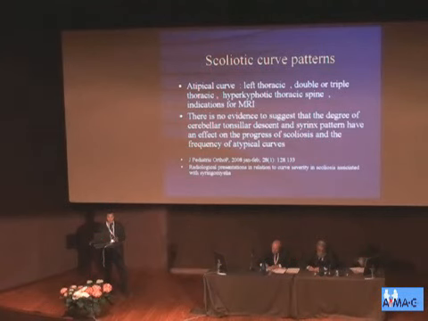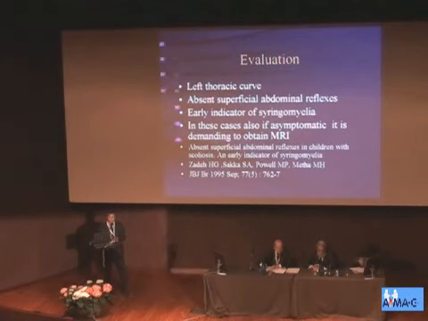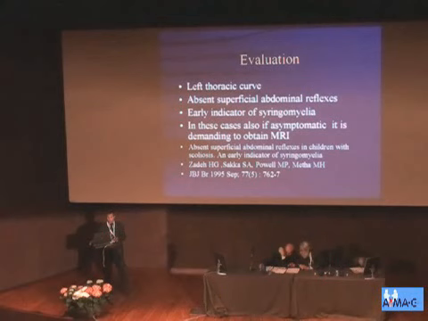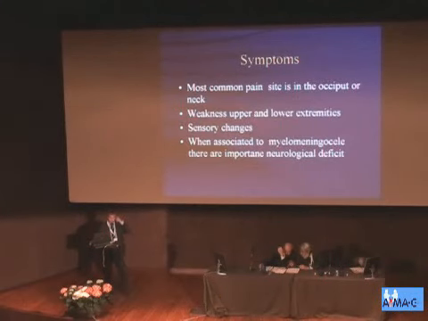are directly linked. So the evaluation is left thoracic curve, and another thing that we assess is the abdominal reflexes. When we have an absence of abdominal reflexes, this might be a sign of a syrinx. And in this case, we ask also for MRI to be carried out. Symptoms, well, you all know them. They've been mentioned many times. I'm going to skip this. Treatment.